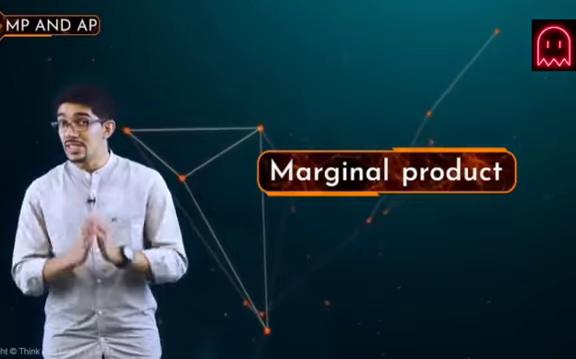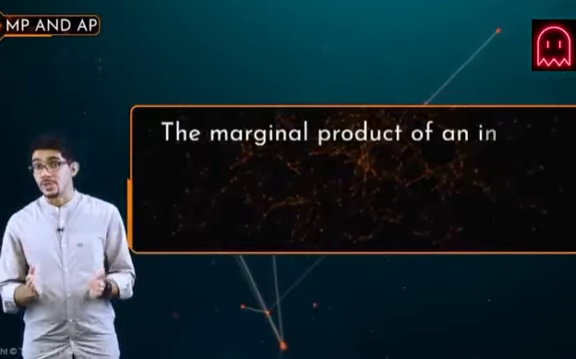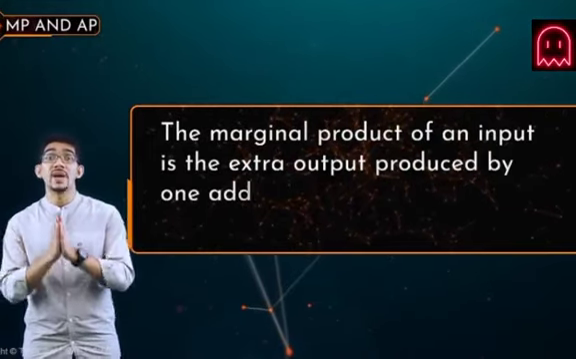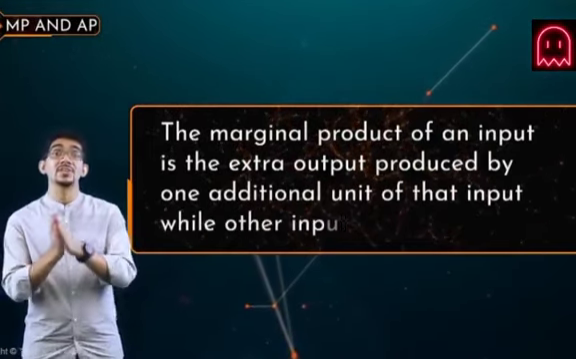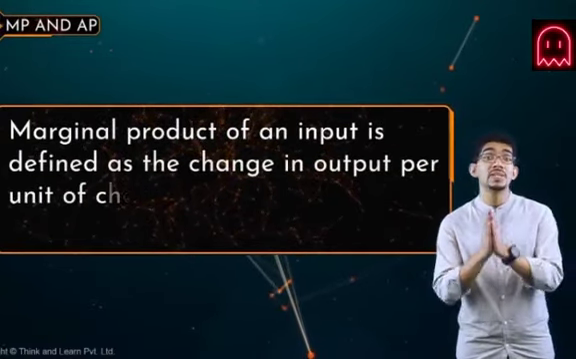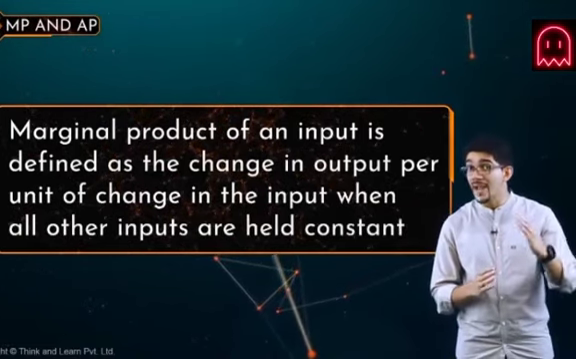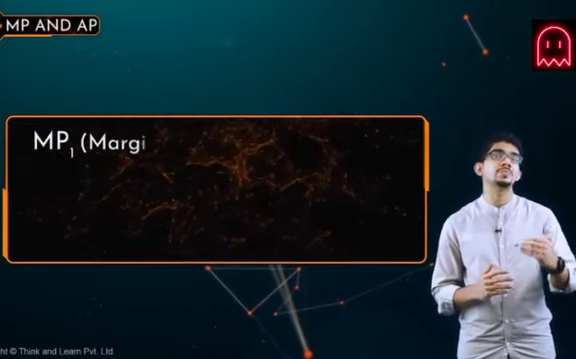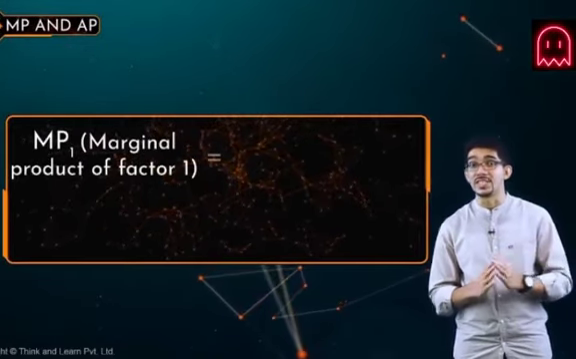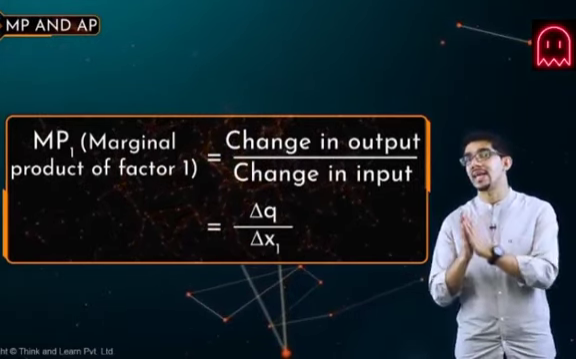Now recall that the term marginal in economics means extra. The marginal product of an input is the extra output produced by one additional unit of that input while other inputs are held constant. In other words, we can say that marginal product of an input is defined as the change in output per unit change in that input when all other inputs are held constant. When factor 2 is held constant, the marginal product of factor 1 is MP1, which is equal to the change in output by change in input, or delta Q by delta X1.